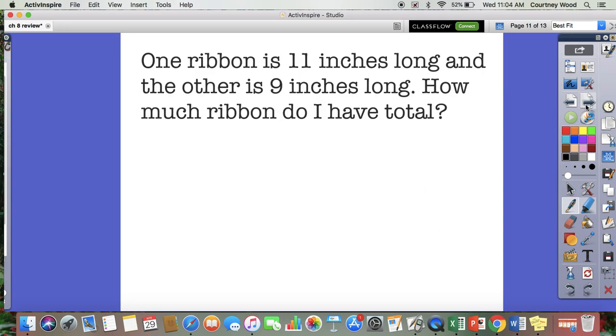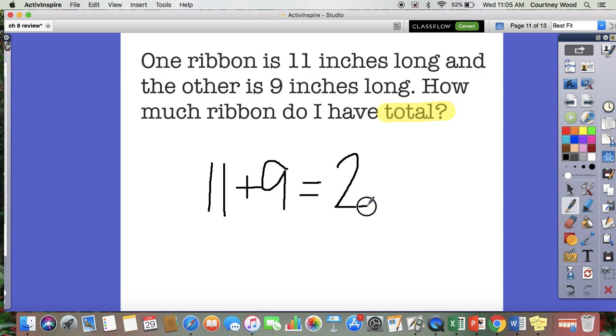Let's look at the next one. One ribbon is 11 inches long and the other is 9 inches long. How much ribbon do I have total? Total. What am I going to do? Addition or subtraction? Addition. 11 plus 9 equals how much? 20. 20 inches.